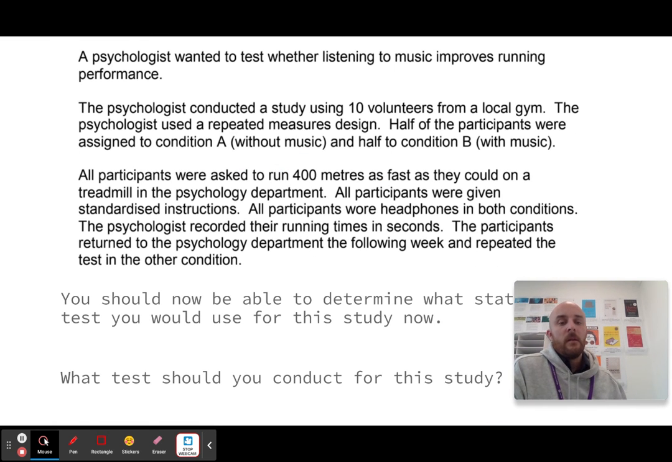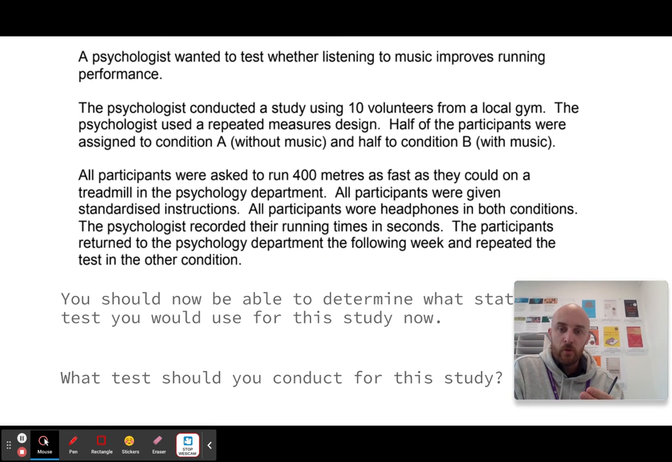All participants were asked to run 400 meters as fast as they could on the treadmill in the psychology department. The psychologist recorded their running times in seconds. So what you now need to decide is whether this is nominal data, ordinal data, or interval data. If you can't decide that, what exactly are they measuring in this case? They're measuring running times in seconds.